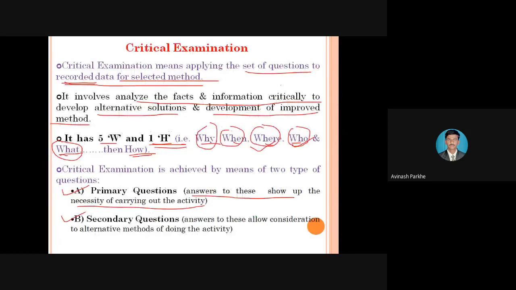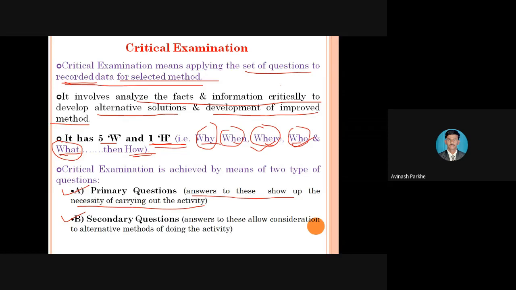So if I apply this set of questions to any method, I will get all the types of answers. If I apply these questions to any type of method, I will get all the types of answers, and this particular process is called critical examination. In detail I have to go for the examinations.